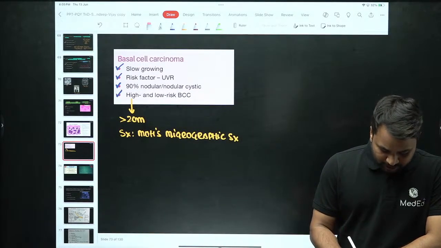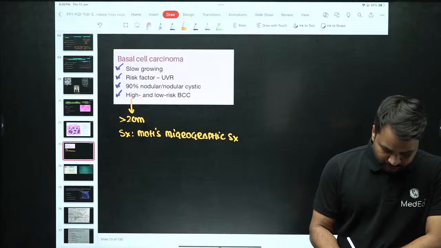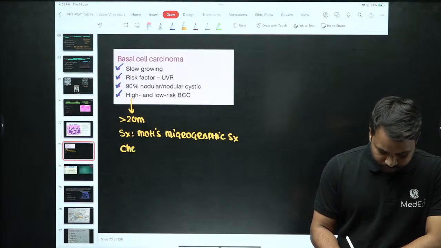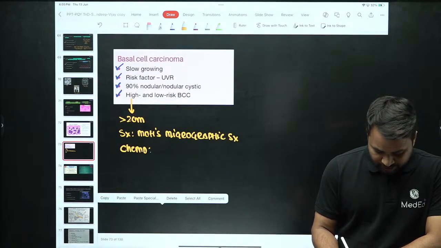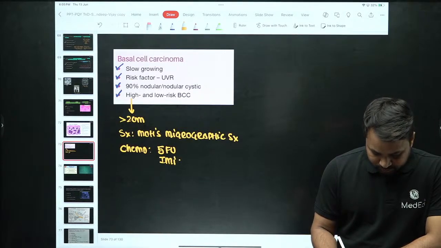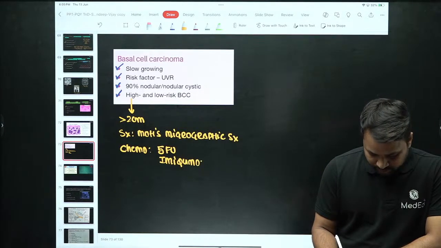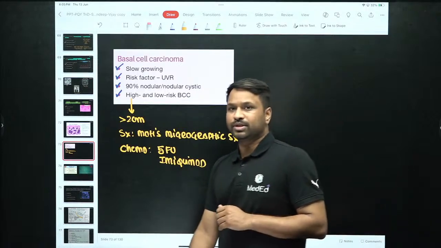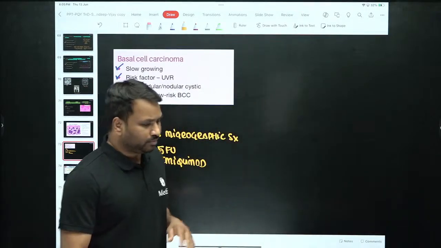The chemo regimen that you can follow for basal cell carcinoma is your 5-fluorouracil and imiquimod, right? So these are the drugs that can be used as agents for basal cell carcinoma.